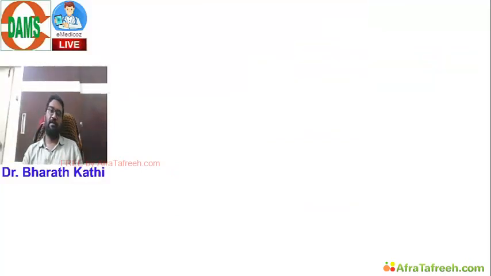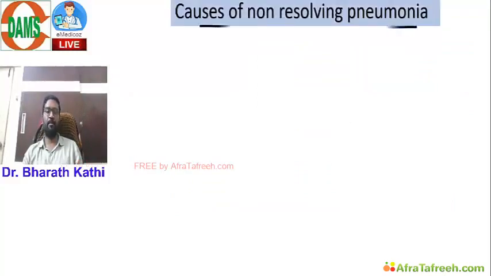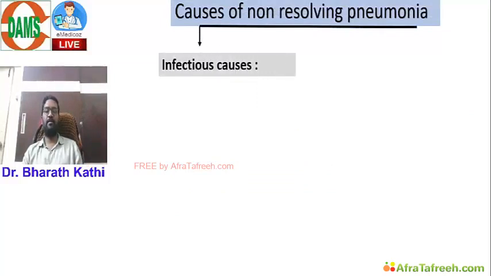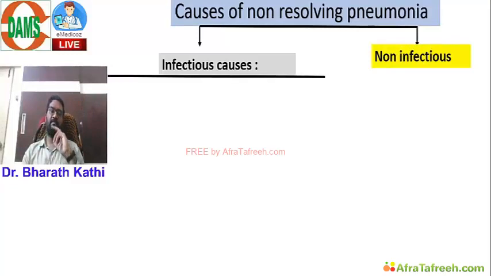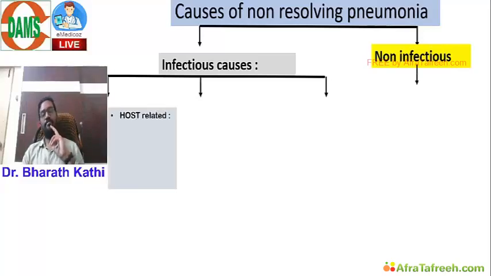So let us see the etiological causes of non-resolving pneumonia. I have made a simple table for you to understand. So infectious causes, non-infectious causes. Whether it is an infectious cause or a non-infectious cause. Again, infectious causes can be host related, organism related, or host related.